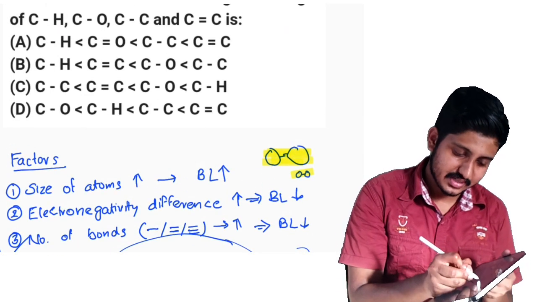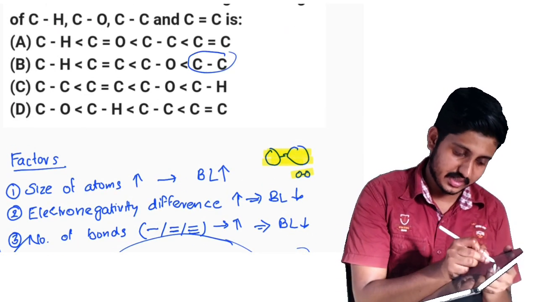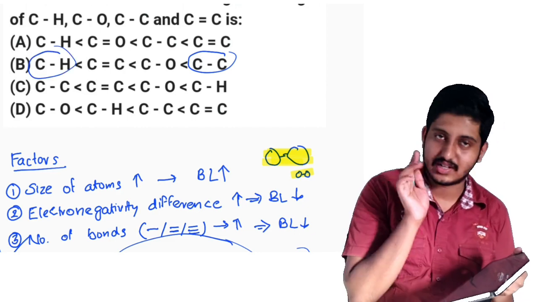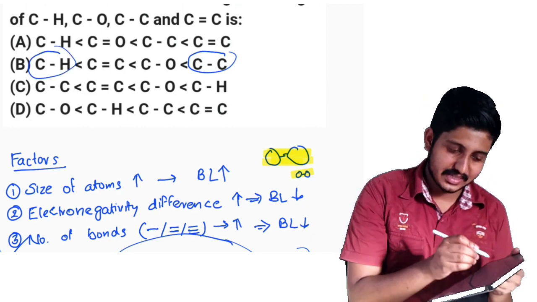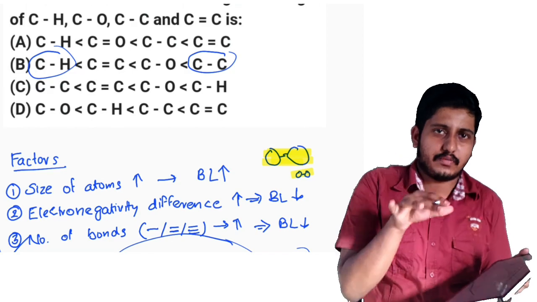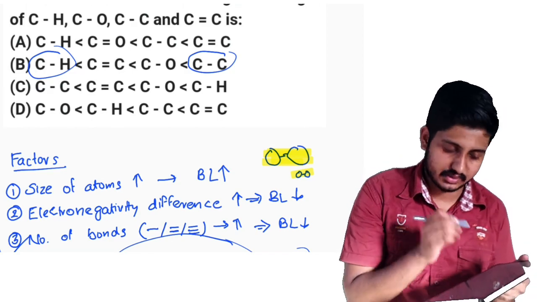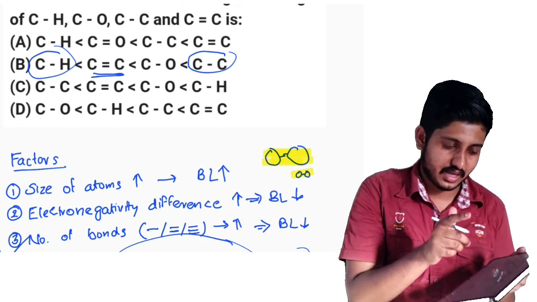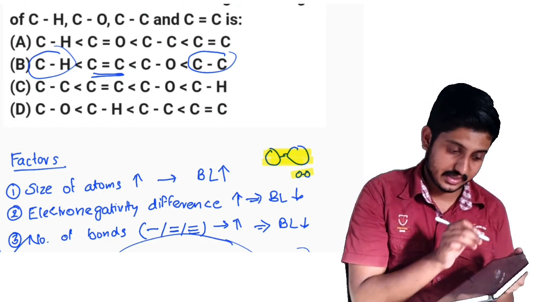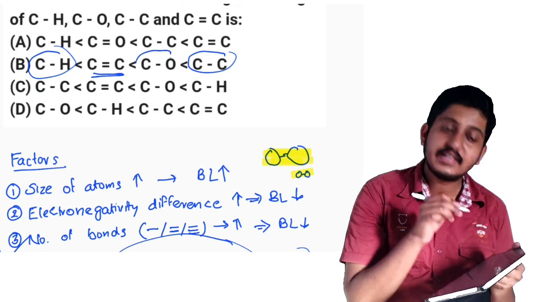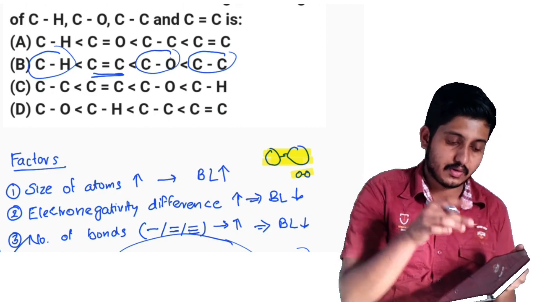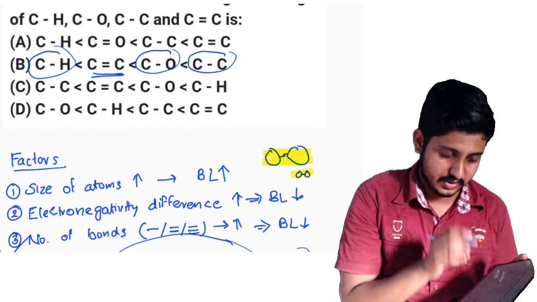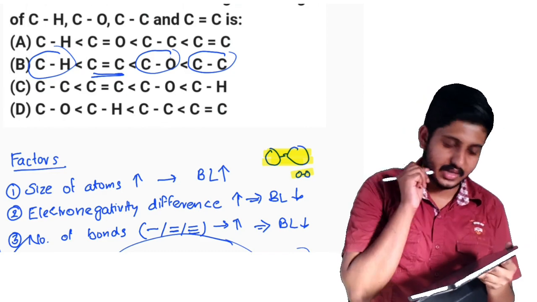So the order will be such that C single bond C will be the largest and CH will be the smallest. Of course, there is only one option here, so we can directly go to the answer. But if we have to be more precise, just check between the other bonds. We can see that for C double bond C, the number of bonds is higher, and so it is smaller than CO. CO is larger than C double bond C and CH, and also is smaller than C single bond C. So option B is the answer.